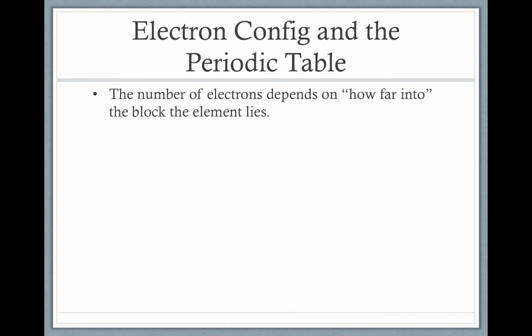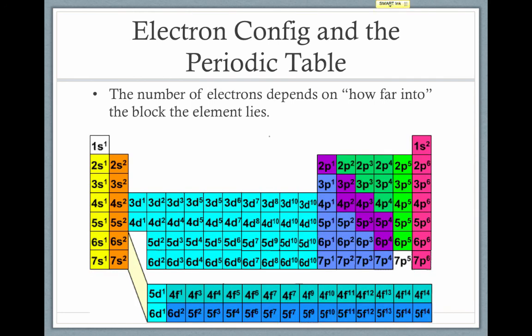Finally, we can determine the number of electrons in that last sublevel by determining how far into the block the element lies. For instance, take a look at this periodic table. Notice that all the elements in the first column of the S block have one electron at the end of their electron configuration. Here, all the elements in the second column have two electrons at the end of their electron configuration. Again, moving over to the P block, notice all of the first column of the P block ends with 1 electron in its configuration.